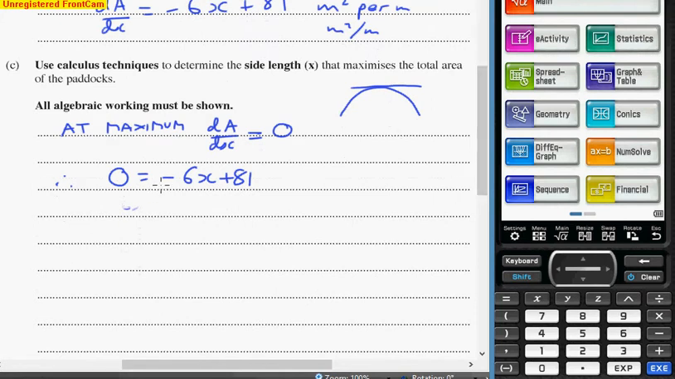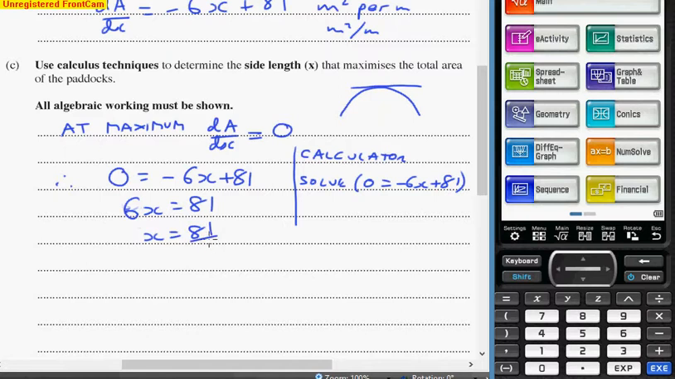Now, again, you could use a calculator's solve button, and it'll just do the calculation for you. I'll do it without. If you get an equation like this, you would add 6x to both sides, and you get 6x equals 81. And then you divide both sides by 6, and we get x equals 81 over 6.